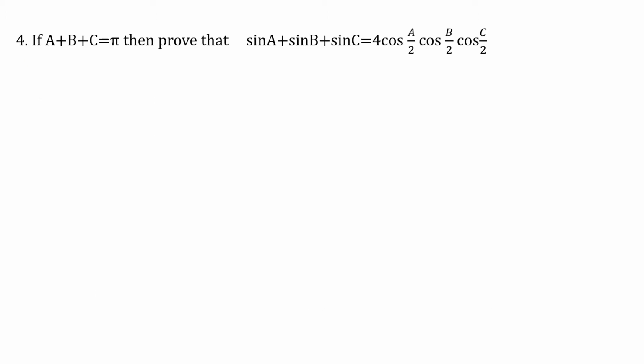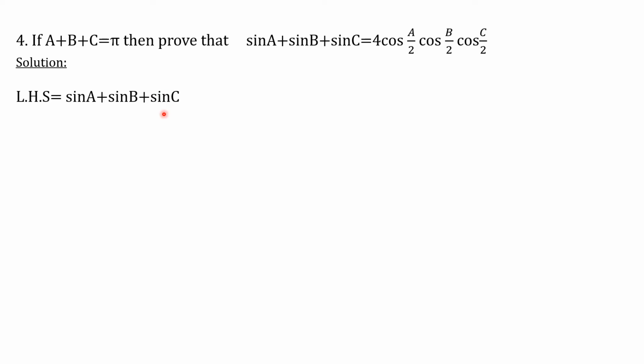So our question is question number 4. If A plus B plus C is equal to pi, then prove that sin A plus sin B plus sin C is equal to 4 cos A by 2 cos B by 2 into cos C by 2. So solution, left hand side, we have copied the left hand side.